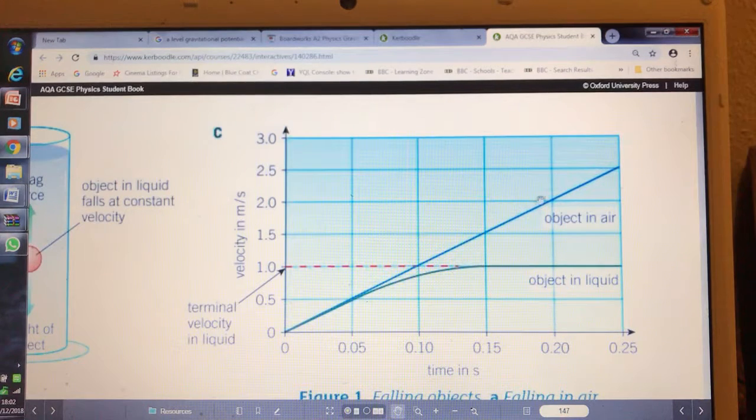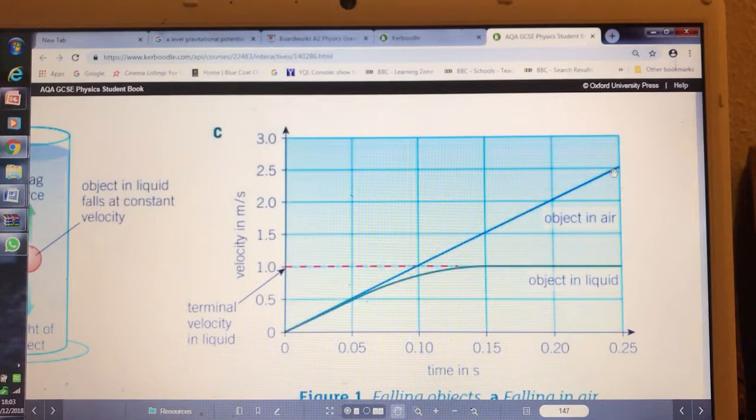object is falling through the air, there's going to be a uniform acceleration taking place here, and because it's a straight line, it shows you that the gravitational value for gravity is going to be approximately 10 meters per second squared. And you can see that if we look at the gradient of this particular line here, marked upwards by between 0 and 2.5 meters per second.